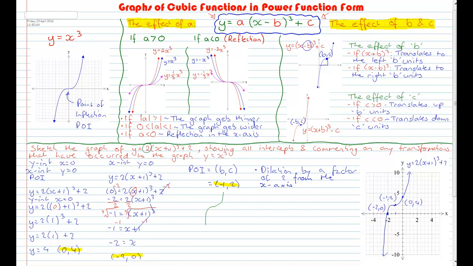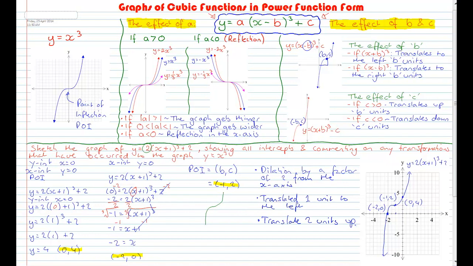Now we have a look at our b value, and our b value is positive 1, so therefore it's been translated 1 unit to the left. Because it's positive 1, it's been moved 1 unit to the left, as you can see by the graph over here. And our c value has been translated 2 units up.